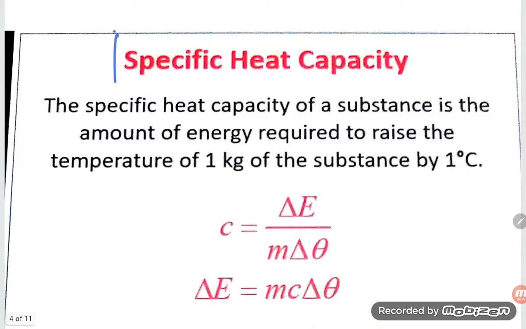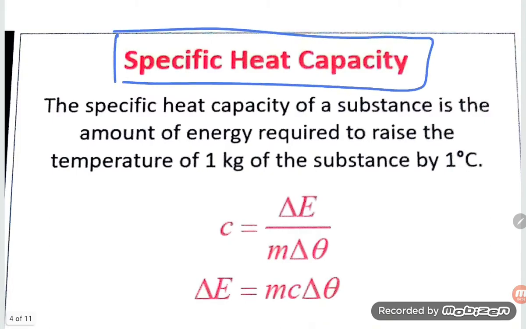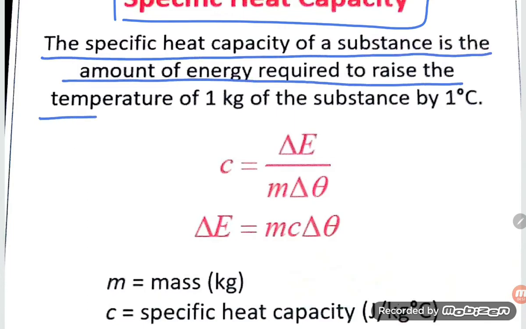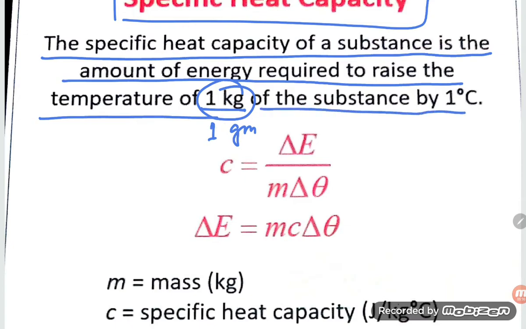What is the specific heat capacity? The specific heat capacity of a substance is the amount of energy required to raise the temperature of 1 gram of the substance by 1 degree. Students, here if you are using 1 kg, then the unit will be in kg. If it is the gram, the unit will be per gram of the substance.